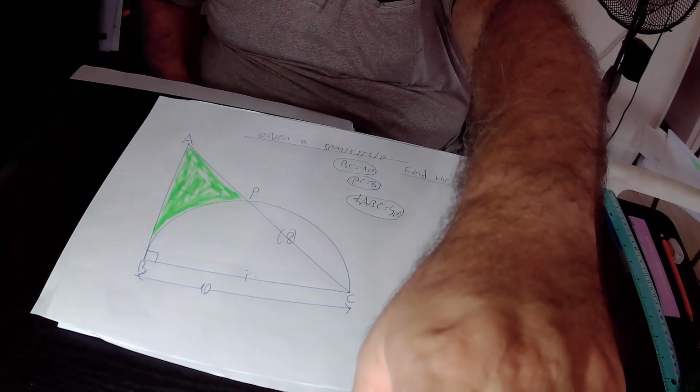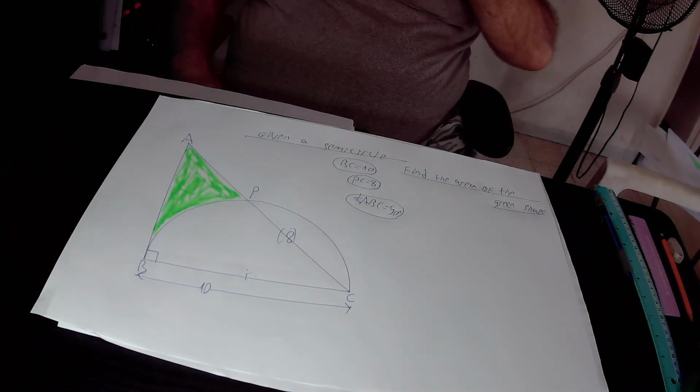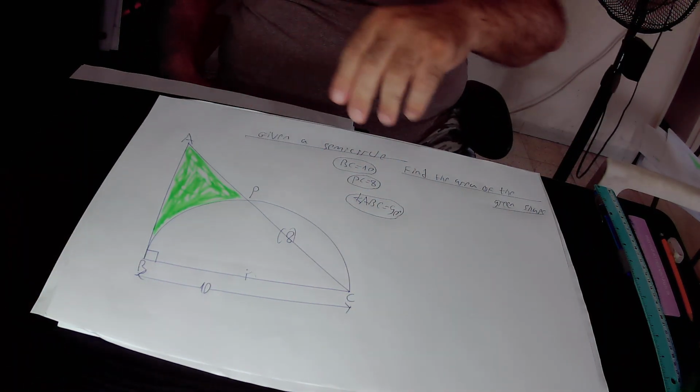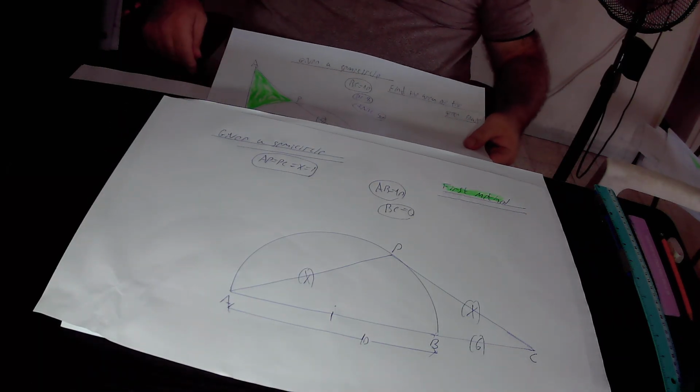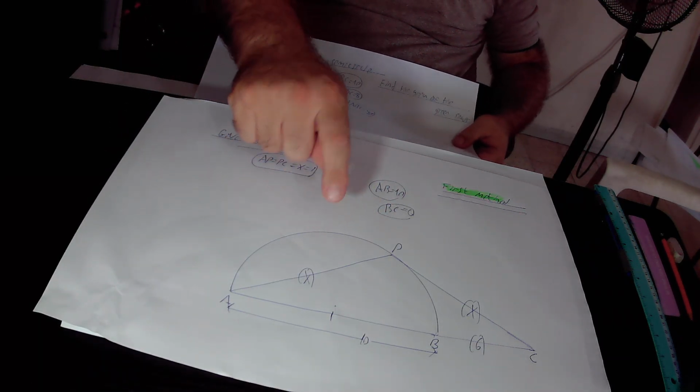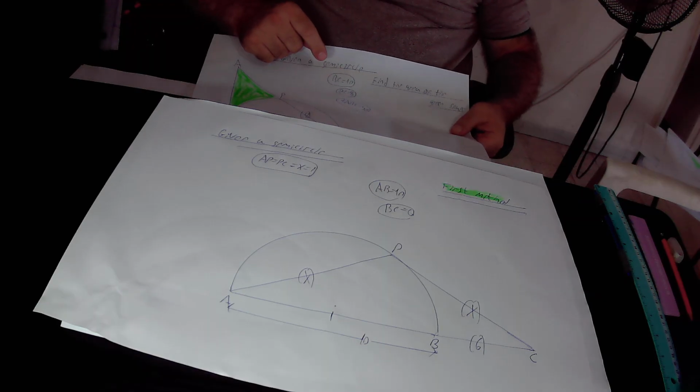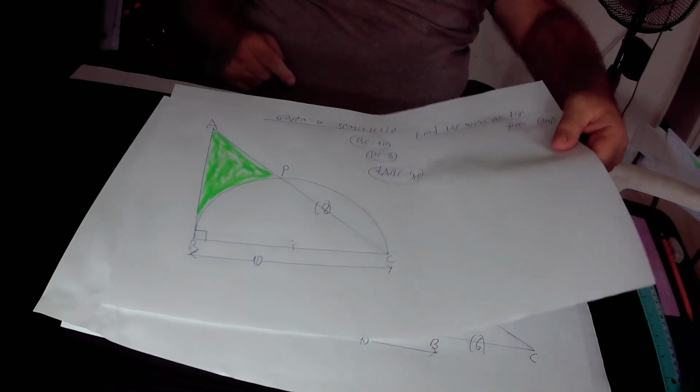And now in this lecture we'll answer two questions. In the first question, we find out the area of this green shape, and in the second question, we find out the length of line segment AP equals x using two different methods. So we start with the first question.